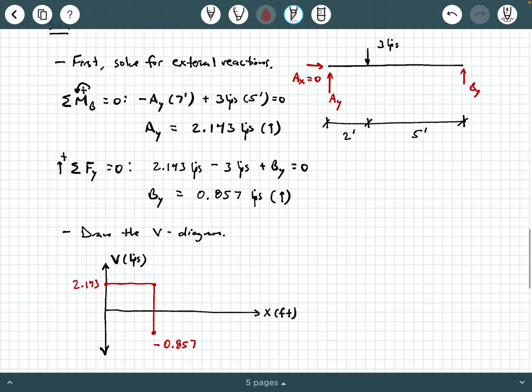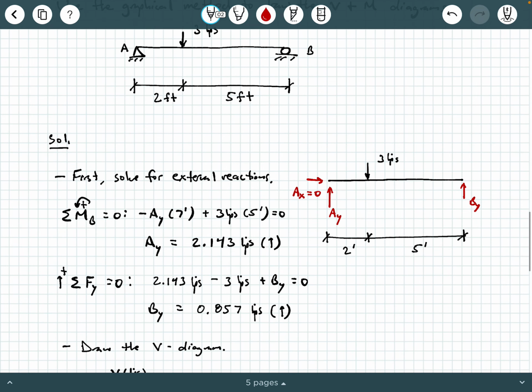Now, what's going to happen for the next 5 feet? Well, this next 5 feet is going to be constant. The shear diagram is going to be constant. There's nothing being applied here that's going to change that shape. So we're going to have a horizontal segment here until we get to the very end of the beam where BY is. And what do we encounter? We encounter BY here, which is pointing upwards, and it is equal to 0.857. So that's going to pop us back up to 0, okay? And so what is this value right here? Well, that's 2 feet. And then what is this value here?